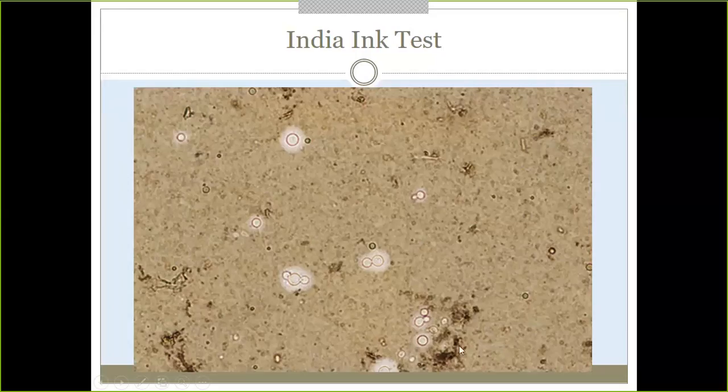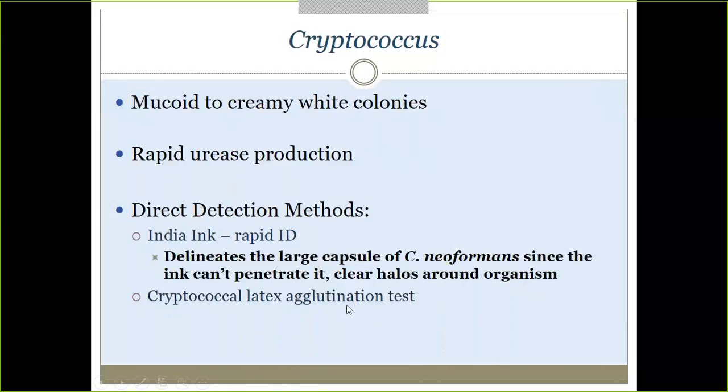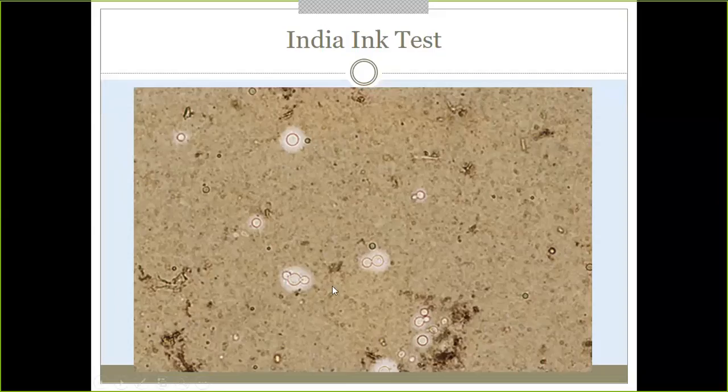So when you see this, it's a quick way to say, oh yeah, we have Cryptococcus neoformans here. That's a positive. There are otherwise latex agglutination kits that you can do as well. And so there's quick identification to let the doctor know, yeah, that patient has Cryptococcus neoformans.